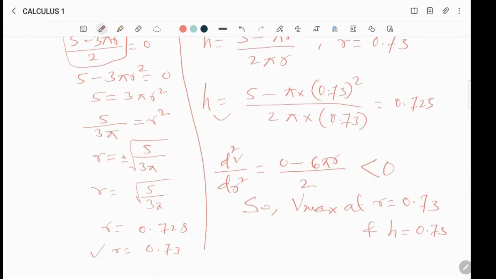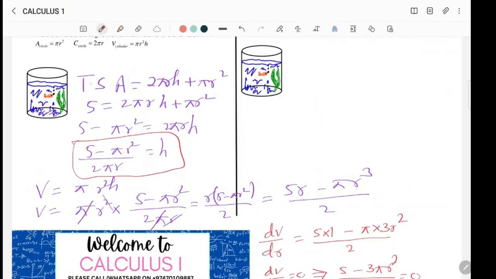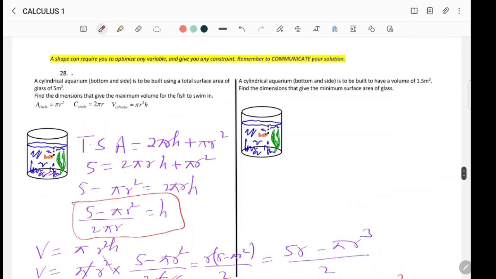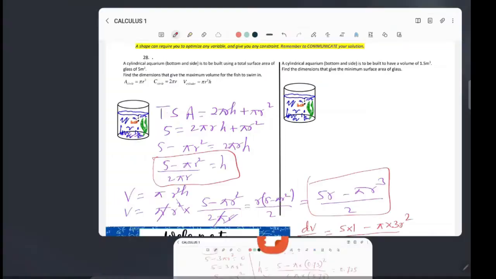now V max we need to find. Do we need to find the dimensions that give the maximum volume? Only dimensions. So we need to find radius and height. Or if you want to find maximum volume, then also you can. What's the volume expression? This is my volume expression, right? So 5r minus pi r cube over 2.